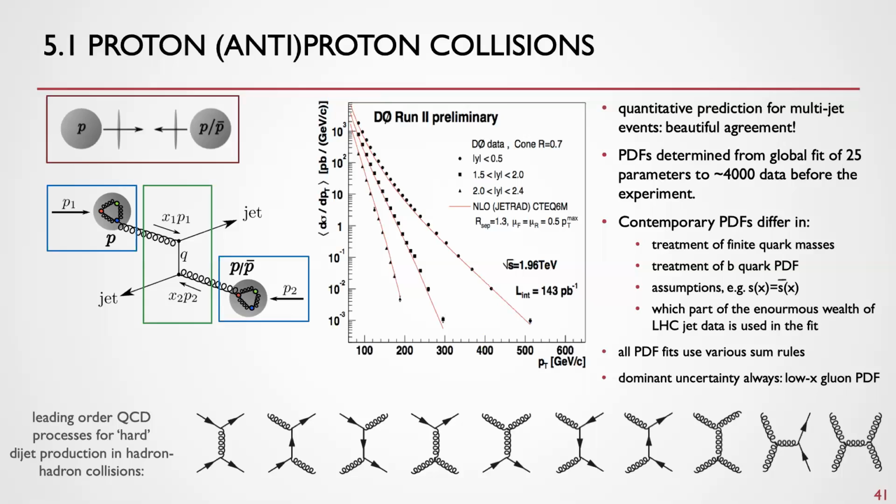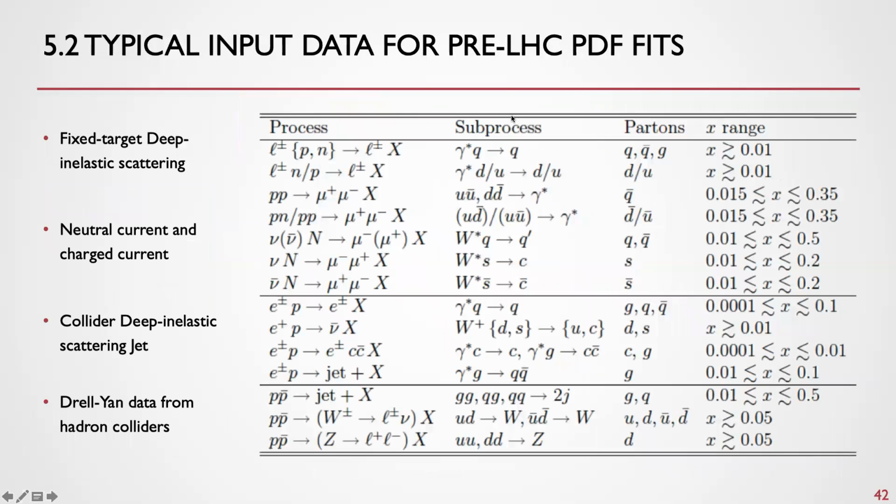Good, so it worked very well for the D0 experiment and the Tevatron experiments. Now you can lean back and just look at the complex list of input data for PDF fits. This was before the LHC had started. This is a list that I copied from a paper from one of the collaborations, and what processes and sub-processes and which partons are affected when the parton distribution functions are determined. You see fixed target deep inelastic scattering. So here we have leptons firing at protons and neutrons.